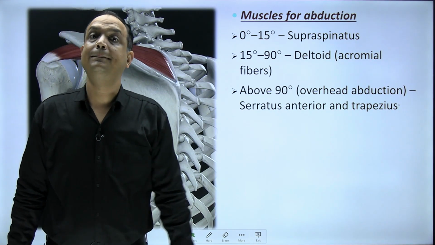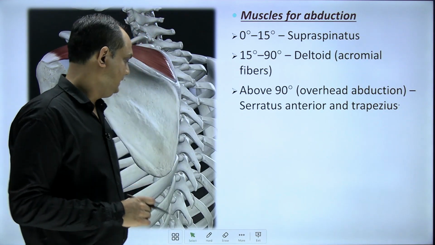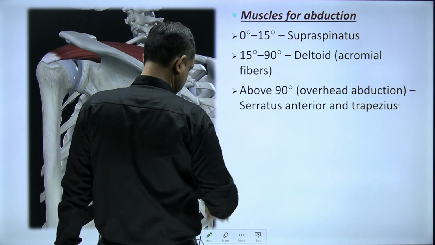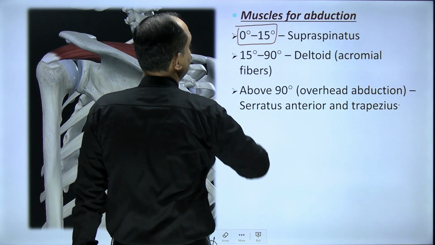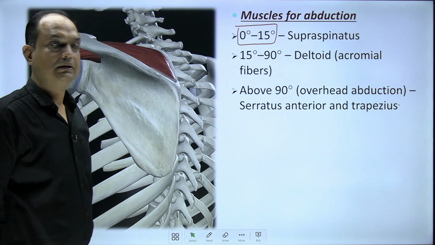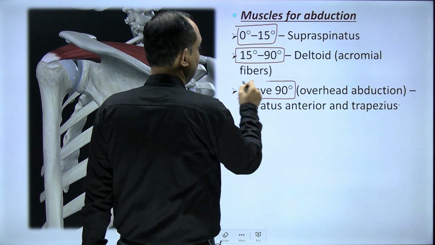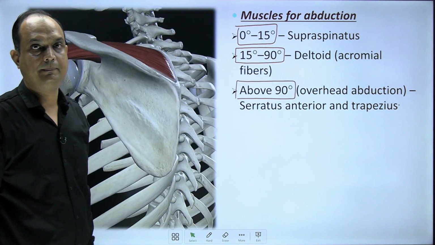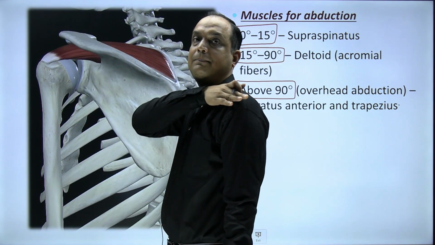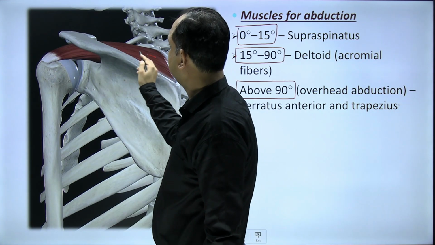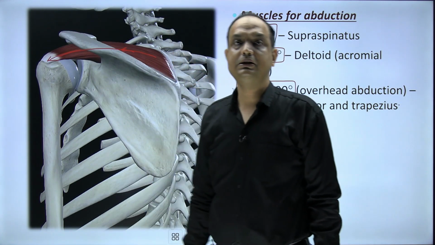Now what about abduction? There are three muscles or three parts of abduction. We divide abduction into three phases. One is initiation of abduction, that is the first 0 to 15 degrees, then up to 90 degrees, and then from 90 degrees further up to 120 and 180 degrees. So dear students, you have a muscle on the upper part of the shoulder joint, known as the supraspinatus.